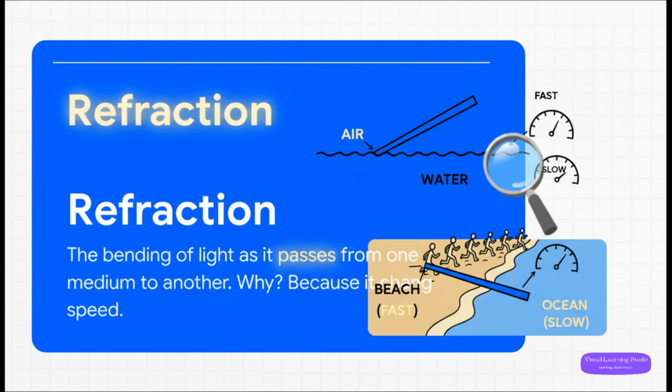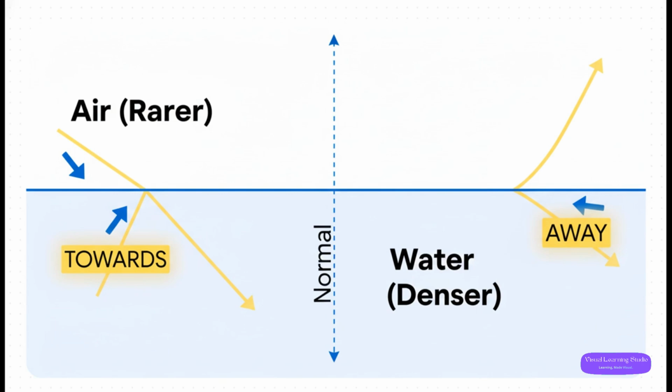And why does it bend? Go back to our beach analogy. It bends because it's forced to change speed. That's the whole secret. And just like reflection, this bending follows some clear rules. When light goes from a rarer or thinner medium like air into a denser or thicker one like water, it slows down. And when it slows down, it bends towards our friend the normal line. But if it's going the other way, from denser water back out into rarer air, it speeds up and bends away from the normal.